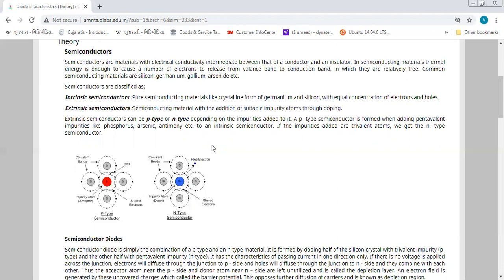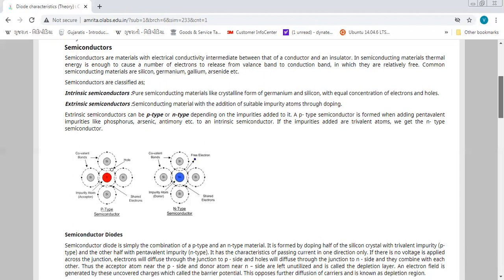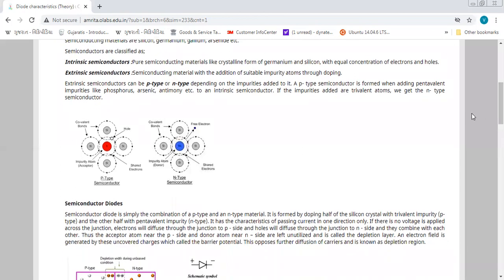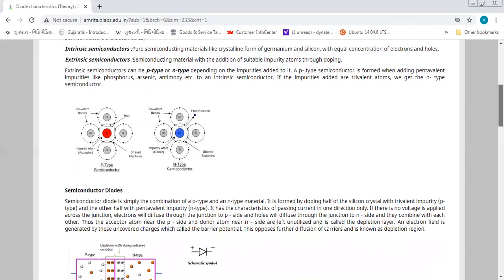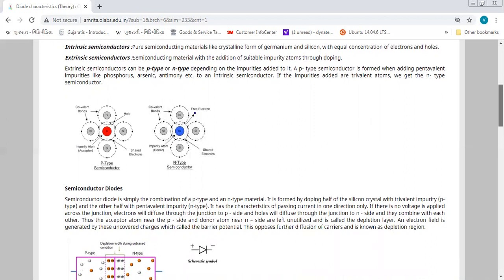P-type semiconductors are formed when trivalent impurities like boron, aluminium, gallium, indium and such types of impurities are added through doping. While N-type semiconductors are formed when pentavalent impurities are added, like phosphorus, arsenic, antimony, etc.